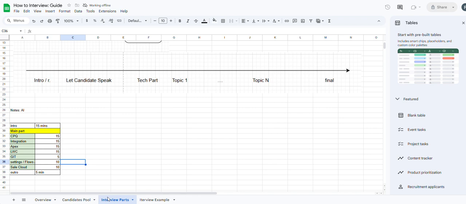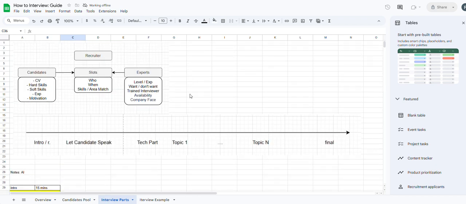So now let's jump to the next topic, which is related to the interview part. First of all, in order for our recruiter to be able to help set up an interview for the candidate, who at this moment already has his representation, his CV, his hard skills, soft skills, some experience, motivation, these are the attributes of our candidate.